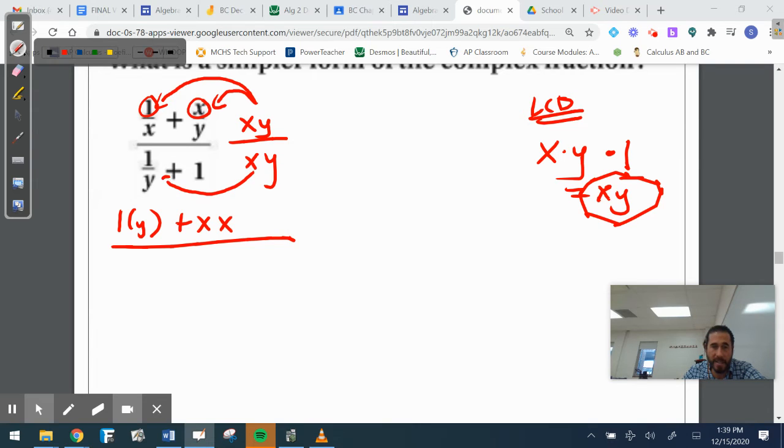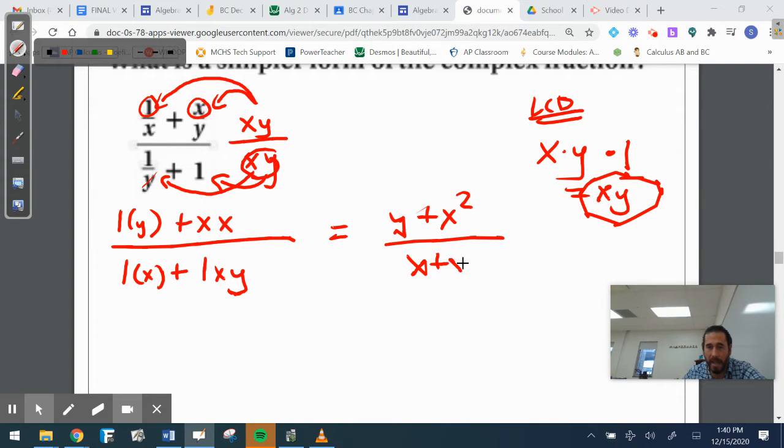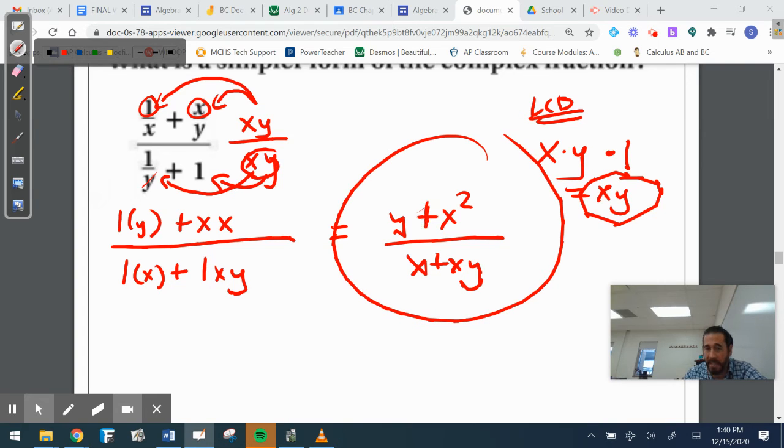Okay, now let's go to the bottom. We share this to this. The y's would cancel out, and you'll be left with the 1 and an x, plus, and if I multiply this by this, nothing crosses out. So it's 1 times x times y. So what's that give me? y plus x squared. What's that give me on the bottom? x plus xy. And nothing can cross out because of the plus signs right there, right?